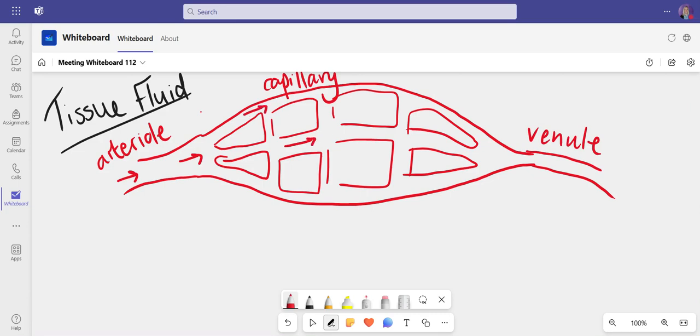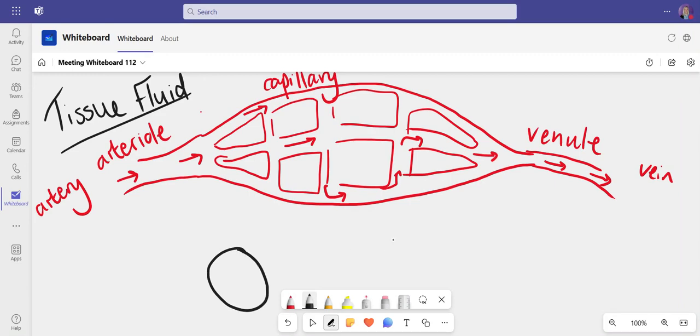So it can go obviously any direction around here, and then this way through the venule back to the vein. So this would have come from an artery from the heart, and then this would go back into a vein, back to the heart again. Now we know that what happens in the capillary is that oxygen diffuses to our cells.